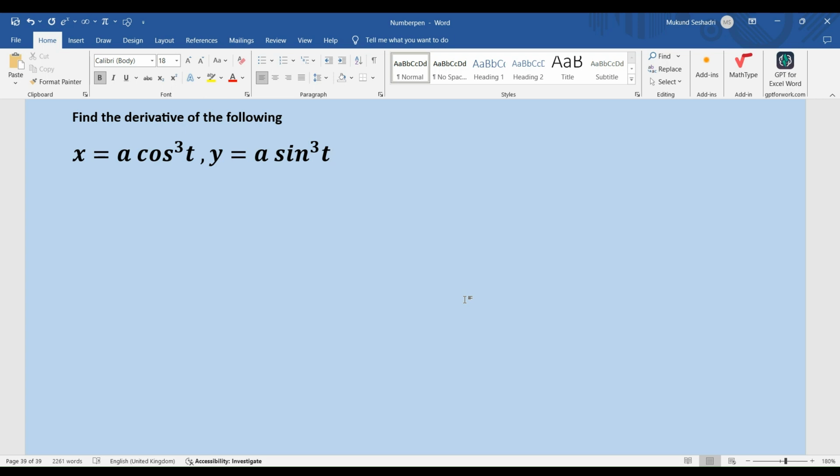So there we have the problem on the screen. Find the derivative of the following: x equals a cos cube t, comma y equals a sine cube t.